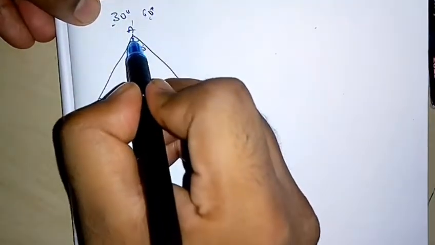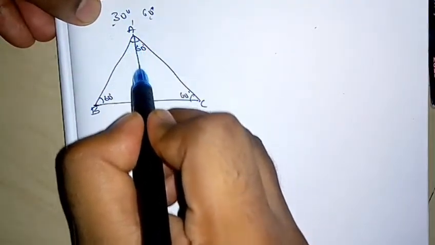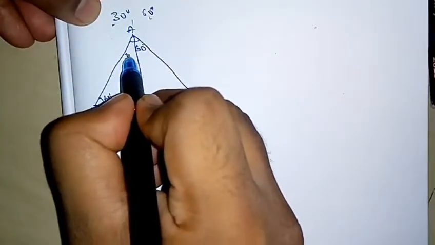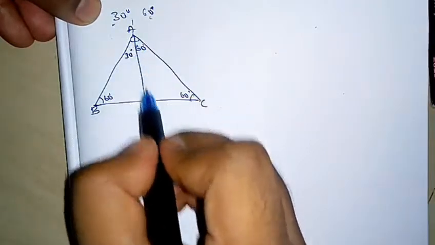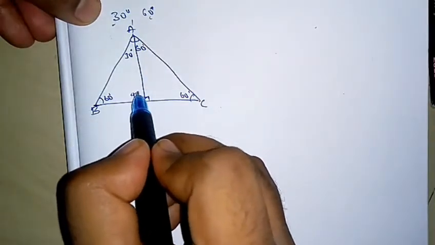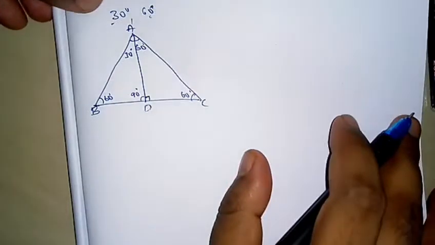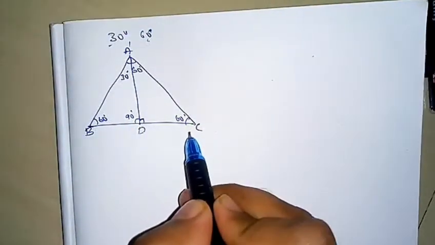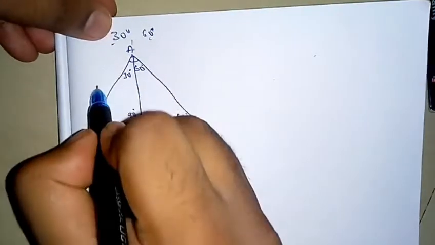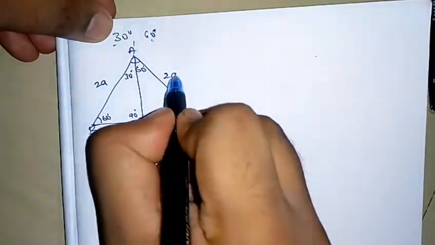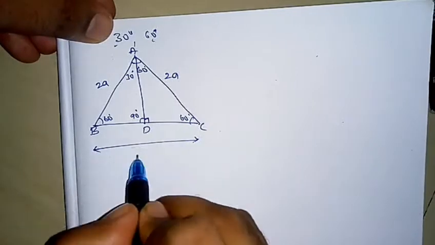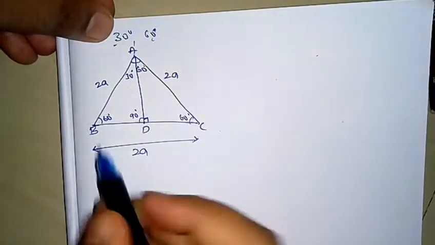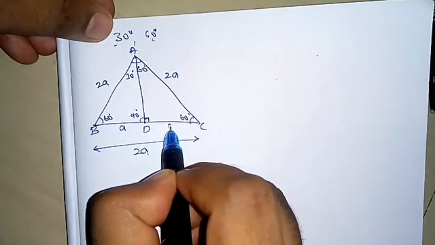Draw a perpendicular from A. In an equilateral triangle, this perpendicular will be the angle bisector. So this angle will be 30, and this will be the altitude, so this angle is 90. Let this point be D. Now let's assume the length of the side of the equilateral triangle be 2A. This will be 2A, this will be 2A, and this whole length will be 2A. Since this point is the midpoint of BC, this side will be A and A.